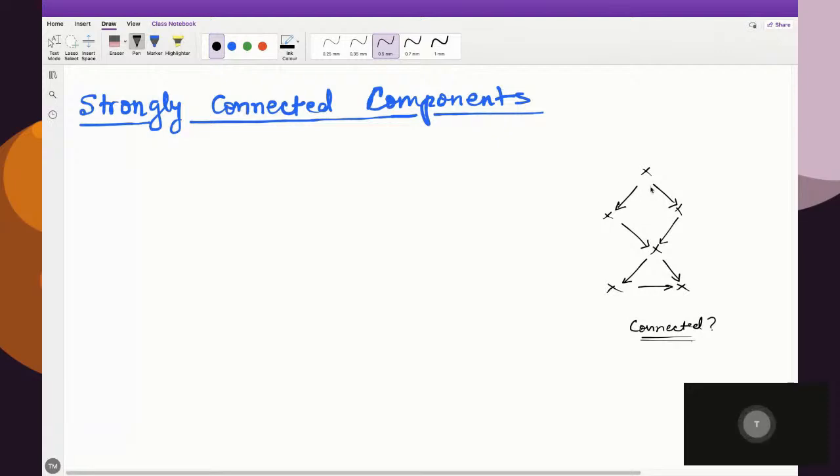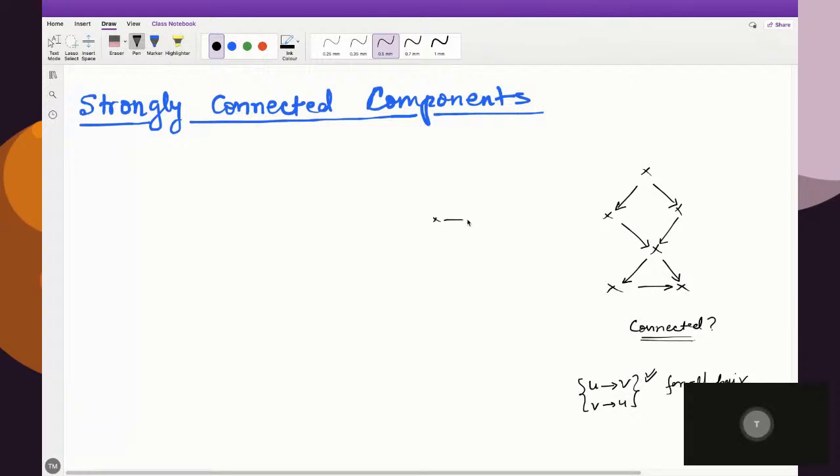Some people said, let me define connected by saying that if for each pair of vertices u and v, there is a path from u to v, or there is a path from v to u, either of these two cases or both, if any of these is satisfied for all pairs, then I will call that a connected component. Somebody was saying something like this, right?